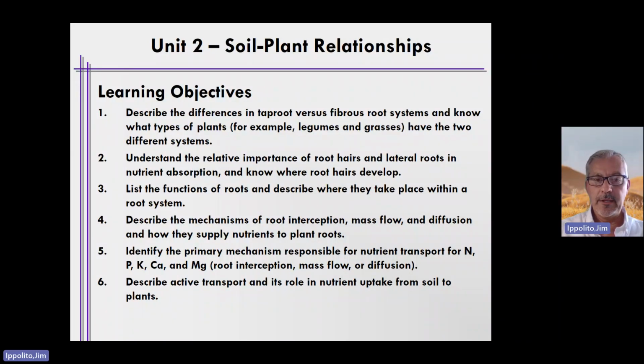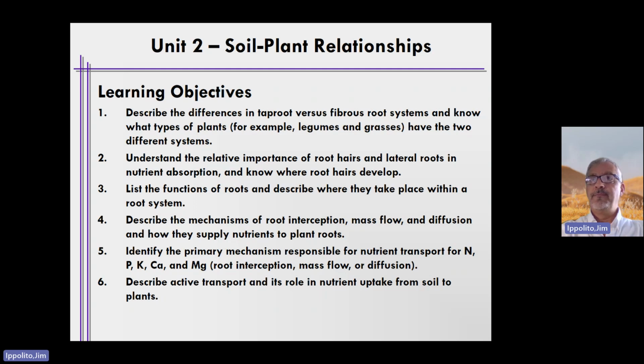Okay, let's move into Unit 2. Unit 2 deals with soil-plant relationships, and this is a relatively important unit. Every unit's probably important, but this one's relatively important because we'll describe basically how plants see and absorb and take up nutrients. And so there are 6 learning objectives.